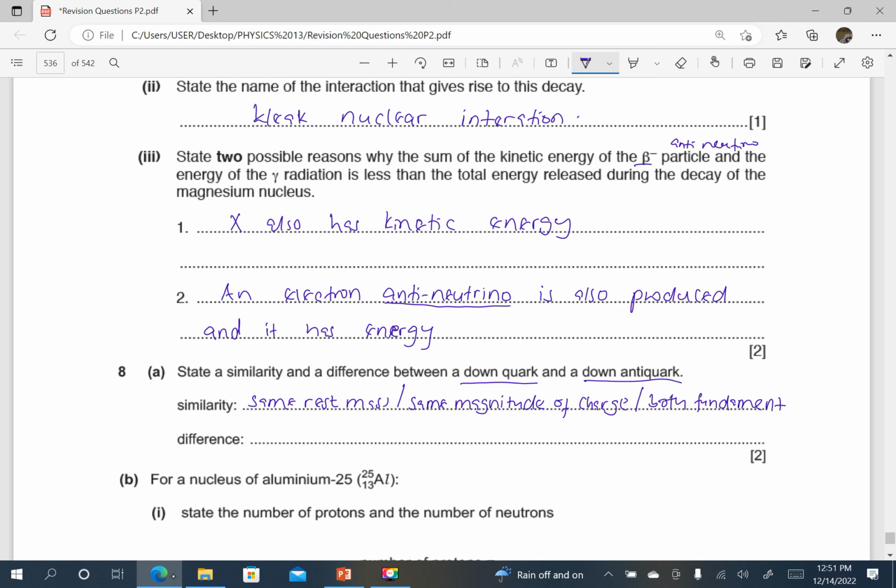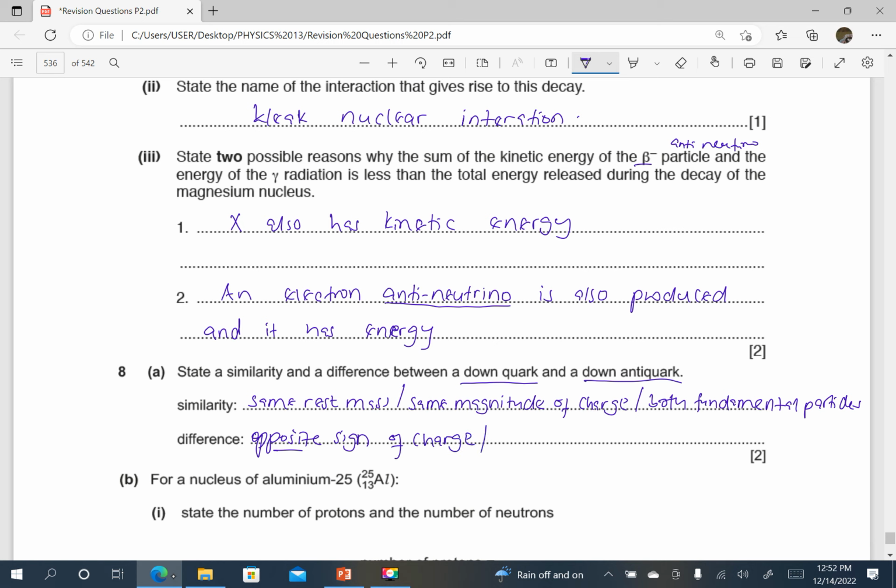They are both fundamental particles. Then the difference: of course, one is positive, +1/3e, that is the anti-up, and the down quark is -1/3e. So we can say they have opposite sign of charge. Opposite sign. The word opposite cannot be replaced by different. Opposite sign of charge.